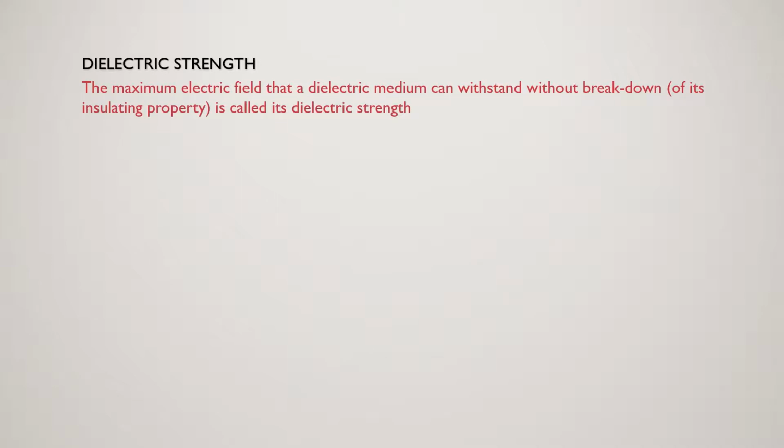As we have seen, when the potential on the plates increases, the medium will lose its insulating property and all the charge on the plates leaks to the surroundings. So the maximum electric field that a dielectric medium can bear without losing its insulating property is called dielectric strength. For air, the value of this electric field is 3 into 10 raised to power 6 volt per meter.